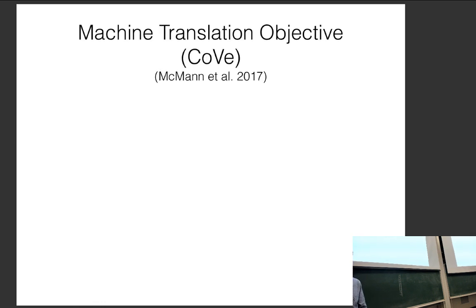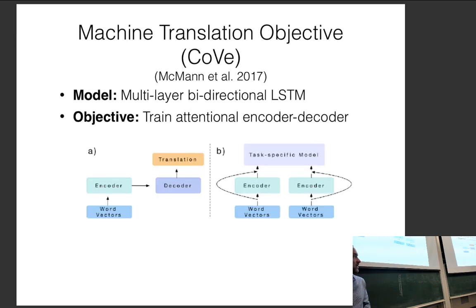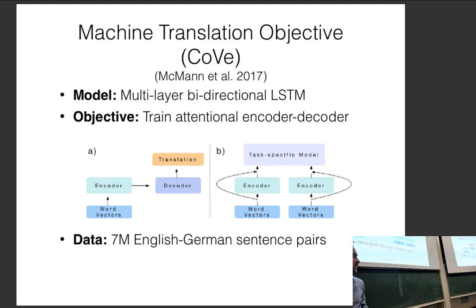Another way that you could train a model like this would be using machine translation. So you have a multi-layer bidirectional LSTM, but instead of training it to predict the words in the sentence itself, you use it to predict the words in another language, for example. In this case, they did English-German. They trained it on 7 million sentence pairs, and then they took the encoder and used this to make the predictions of the output.